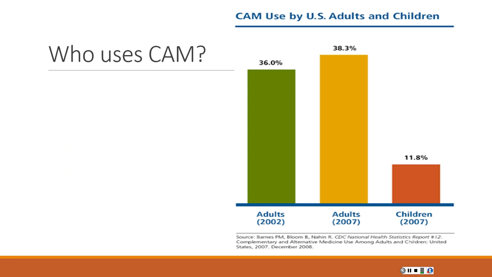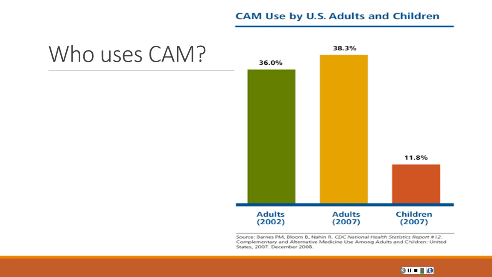So who uses CAM? So what are we looking at in adults and children here? So in 2000, so look at the differences. So in this particular study, we had 2002 and 2007. What was going on there? So we saw a little bit of an increase. We also see in 2007 children starting to use these particular methods as well, so 11.8 in this particular study.